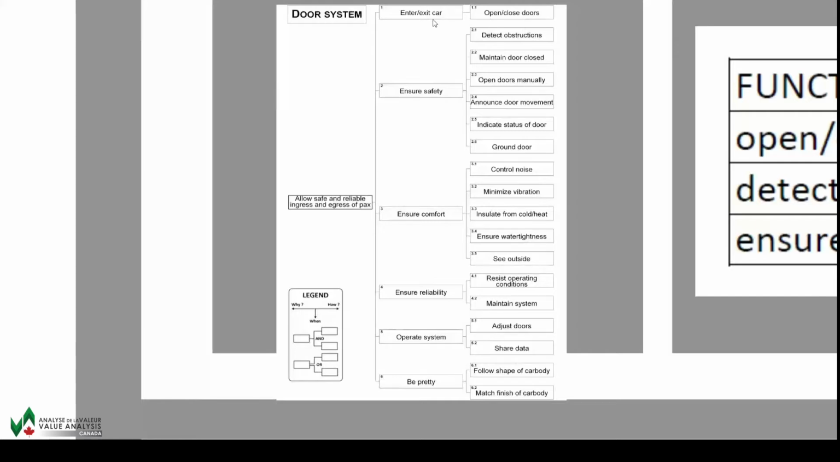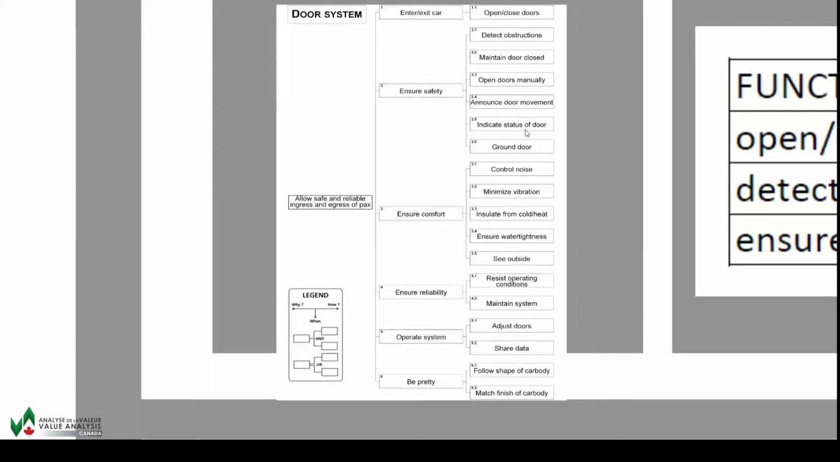And you could design a system that would do that very simple and very cheap. The whole rest of the function diagram is other functions that you do to make it safer. Since all kinds of people and hundreds of people are going to be using these doors, you have to make sure that it's safe. So how do you ensure safety? Is by detecting obstructions, maintaining the door closed while the car is moving, or be able to open the doors manually if they're stuck. You want to announce the door movement so that people can mind the doors and not get cut off by the door.